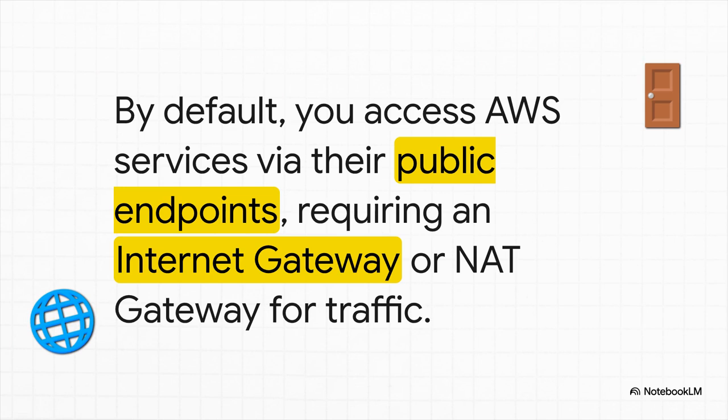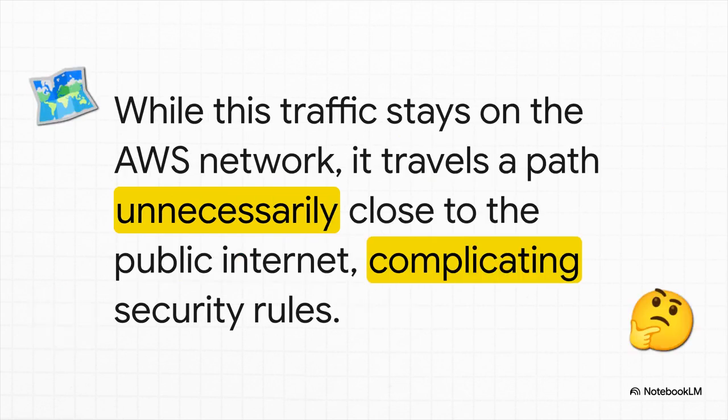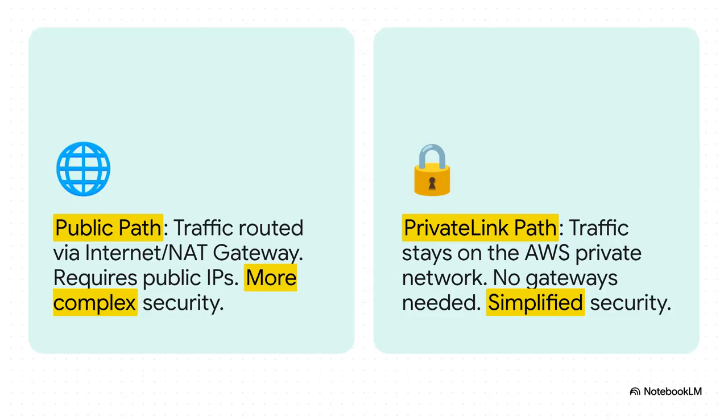So by default, if you want to reach an AWS service, your traffic has to get routed through an internet gateway or maybe a NAT gateway. This is basically the mechanism that gives your private resources a path to that service's public-facing address. Now, here's the catch, and it's a big one. Even though this traffic is technically staying on the AWS global network, it's taking what you might call a scenic route. It has to pass through gateways that are designed for public internet traffic. And what does that mean? It means your security rules get way more complex, and your supposedly private traffic gets uncomfortably close to the public internet. Not ideal.